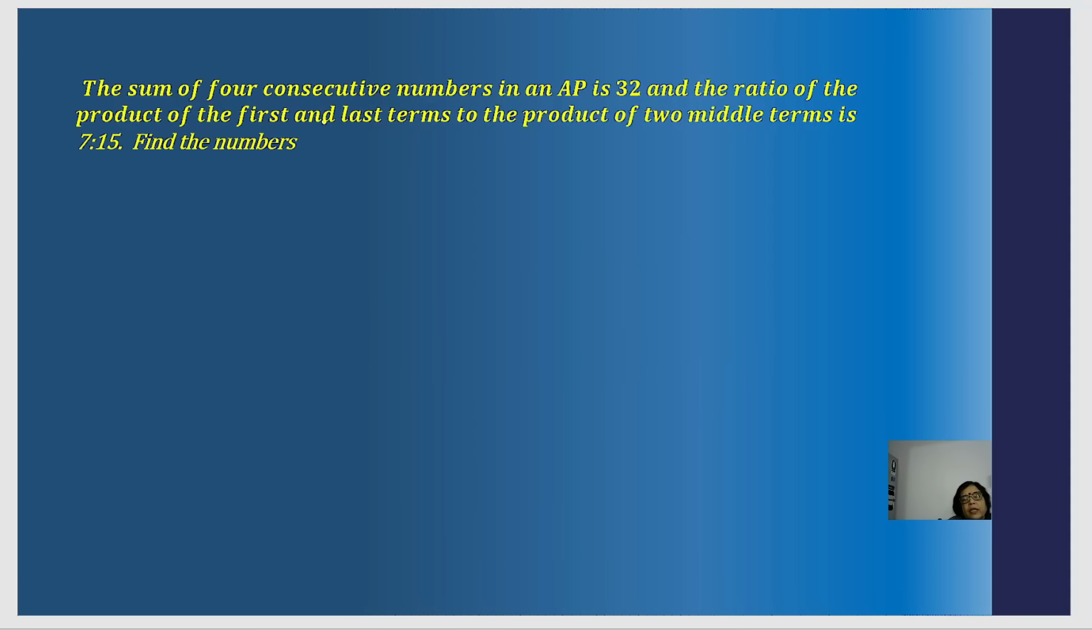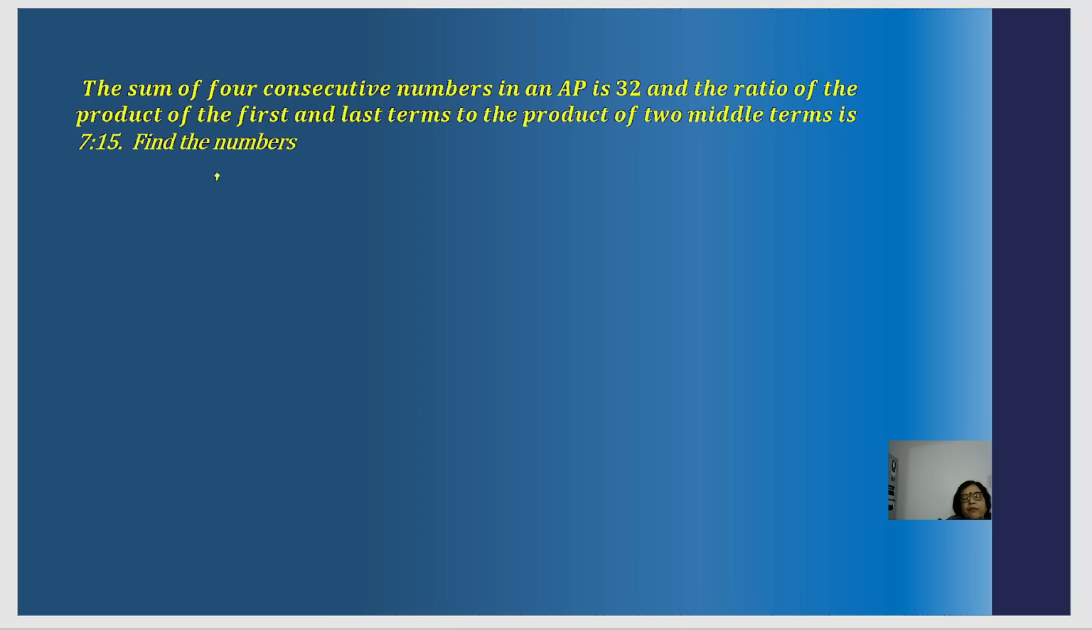The next question is again pertaining to 4 consecutive terms in an AP. The sum of 4 consecutive terms in an AP is 32 and the ratio of the product of the first and the last terms to the product of the two middle terms is 7 is to 15. So here's a lot to be understood. 4 consecutive terms. We do not know the number of the terms.